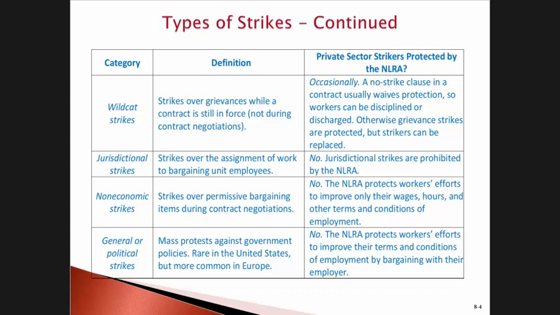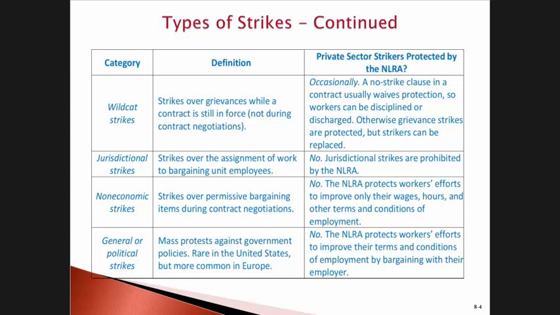These are strikes where workers believe that work that a union member should be doing is being assigned to somebody other than the appropriate party. Workers may go out on strike to protect the rights of the union.